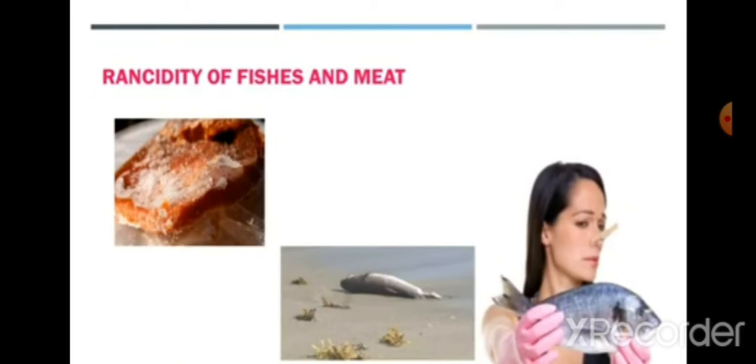What is meant by rancidity? Bad odor or stale smell. Fishes and meat containing high levels of polyunsaturated fatty acids undergo oxidation, which causes a bad odor when exposed to air or light. This process is called rancidity.